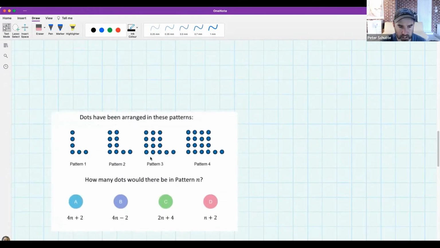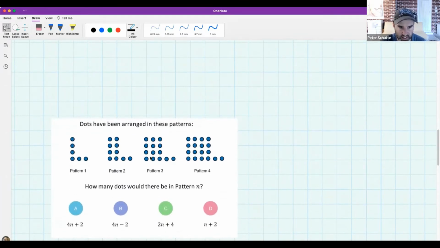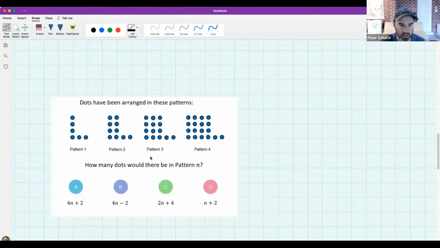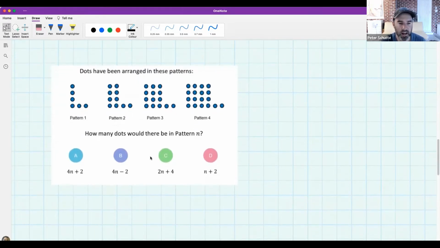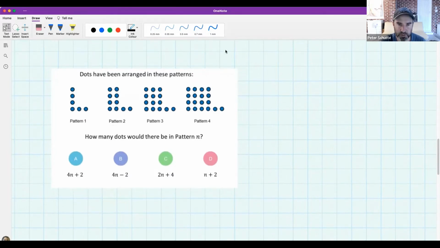Okay, now I'm going to change the question a little bit. Well, actually, no, it's the same thing, give or take. I want you to think about if you were building, so the dots have been arranged like this. If you were building a formula for this, so imagine we said this was 6, and then we said this was 10.